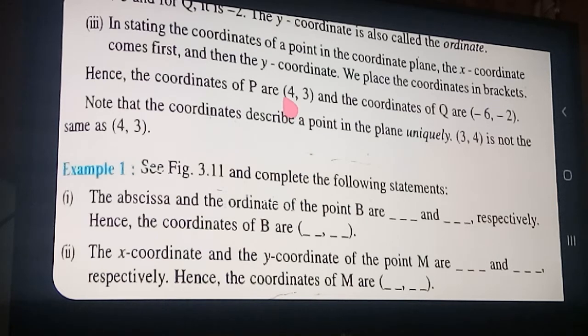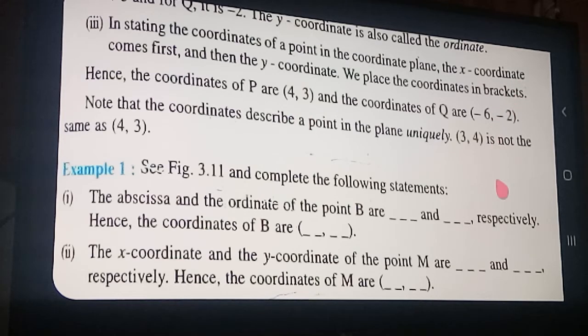Ordered pair (4, 3) and ordered pair (3, 4) are not the same. So you can see the meaning of the word ordered pair: order is very important. What is first? The x-coordinate. Then what is written next? The y-coordinate. In the ordered pair (4, 3), if you write (3, 4), the x-coordinate will become 3 and the y-coordinate will become 4. So ordered pair (4, 3) and ordered pair (3, 4) are never equal.